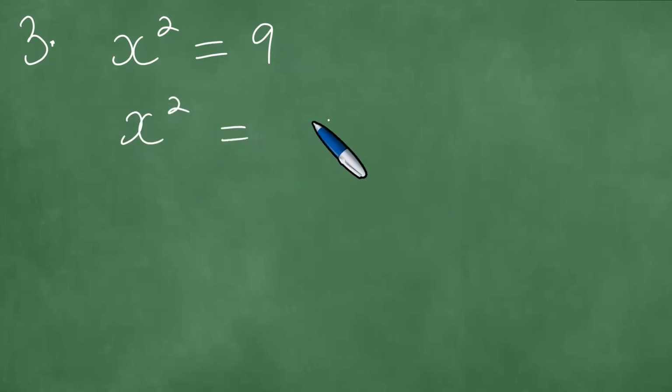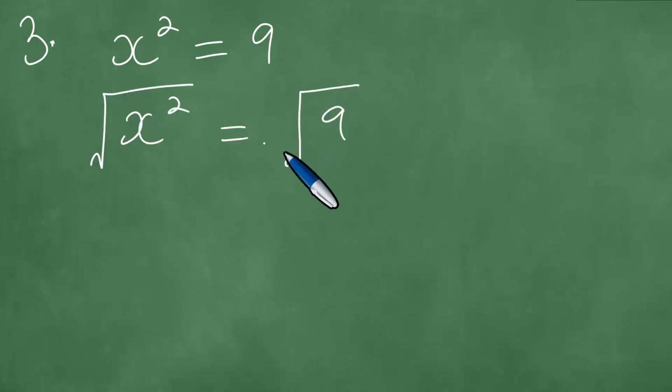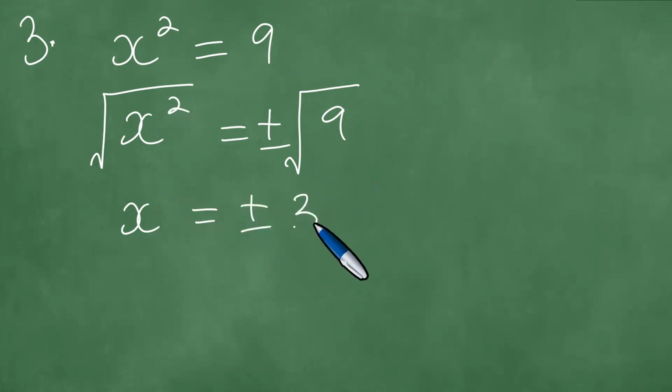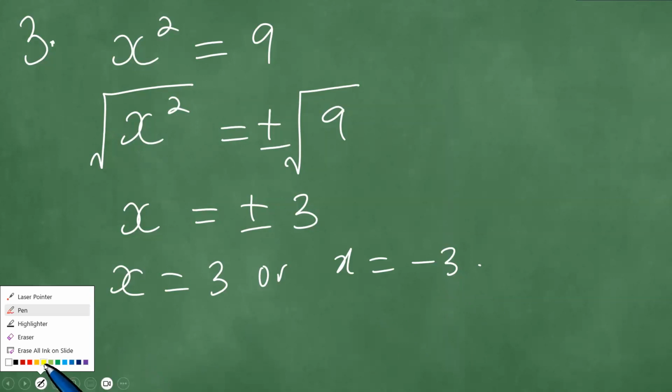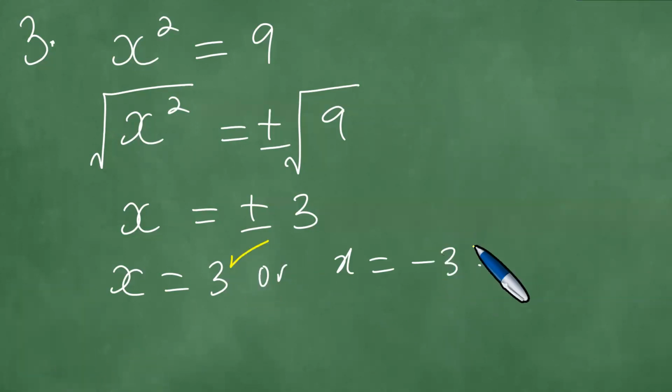If you have x squared equals 9, what you do is you apply the square root on the left, the square root on the right, and you put plus or minus. The square root removes the square, and we have the square root of 9. You go to your calculator, and it gives you 3. Therefore, the answer becomes 3 or minus 3. So there are two answers here. x equals 3 or x equals minus 3.